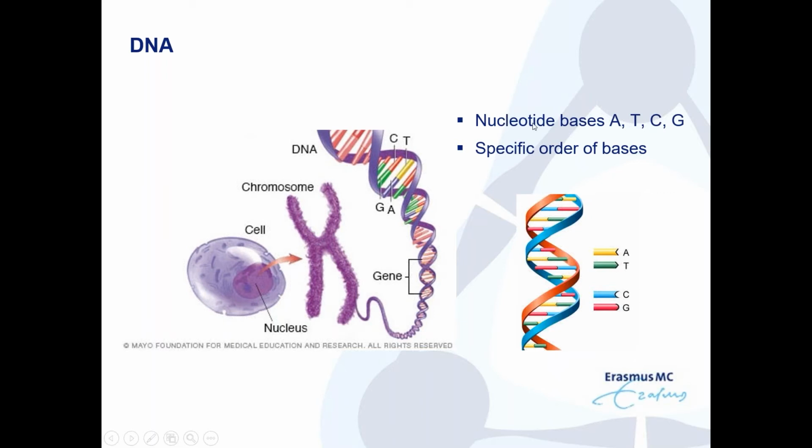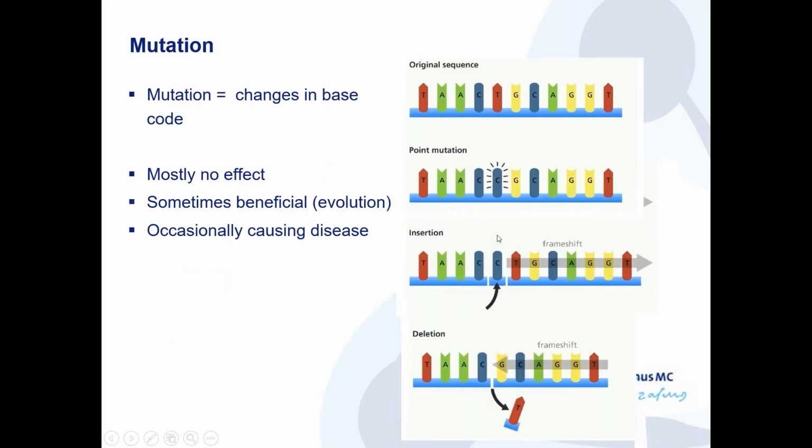And this function is determined based on their nucleotide bases. So the DNA is built up of these nucleotide bases, abbreviated with these letters A, T, C, and G. These bases determine the function of the protein. So you get a kind of letter code which is important for the function of the gene.